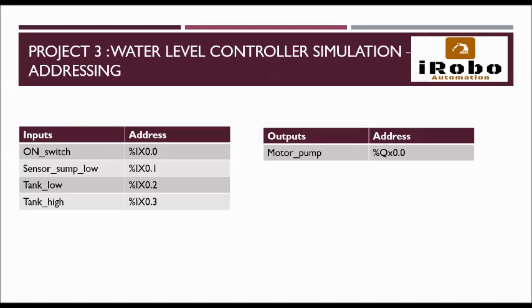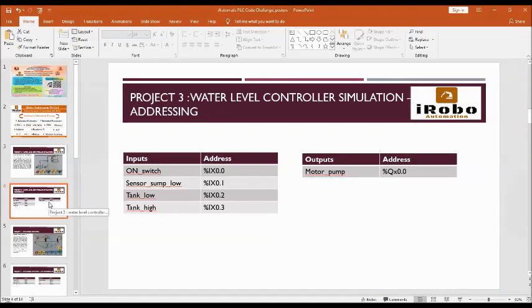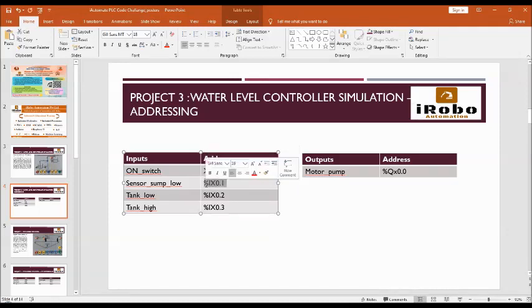Listing the inputs and outputs. Since we are demonstrating the Delta PLC here, the address format is different. For example, the on switch is X0, the sump sensor is X1, the tank low level sensor is X2, the tank high level sensor is X3, and the motor pump output is Y0. This is with reference to the Delta PLC.